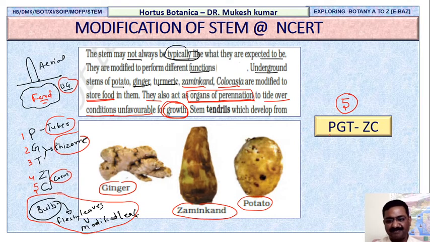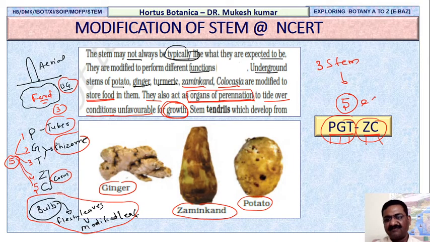So in total we have 5 examples. We learn it as PZT ZC. PZT: potato, ginger and turmeric, and Z: zamikand and colocasia. PZT is a very common term, and this is zamikand and colocasia. So in total we have these 5 examples, from 3 modified stems. I think it's learned very simply: we have 3 stems and a total of 5 examples. Examples are very crucial to learn, so just remember PZT ZC, right?